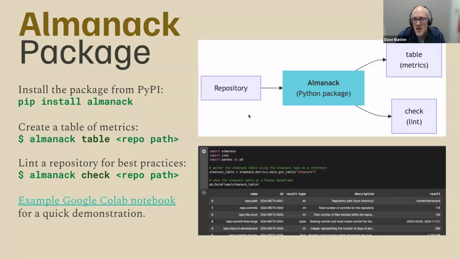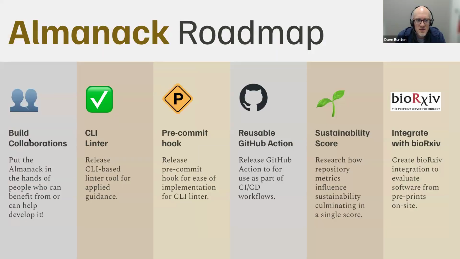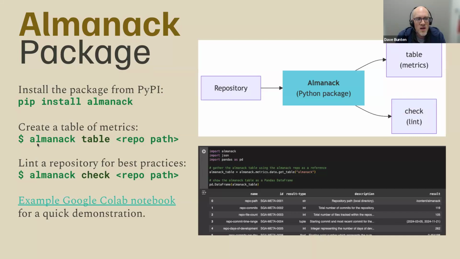You can use it through the Python API, but you can also use it through a command line interface. The idea is that you can take a repository that you have, and have the Almanack read it, and you can either get a table of metrics, or you can perform the check functionality, which performs a sort of linting on your repository for best practices. You do that by typing almanack table and then giving it your repo path, and then almanack check and giving it your repo path for the linting style check.